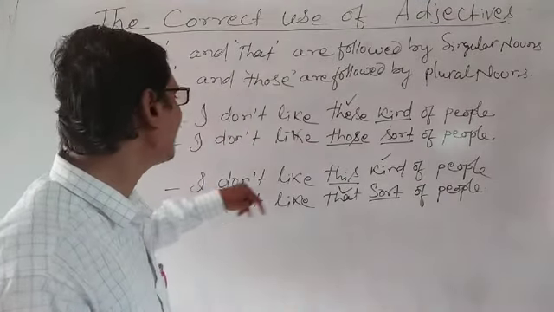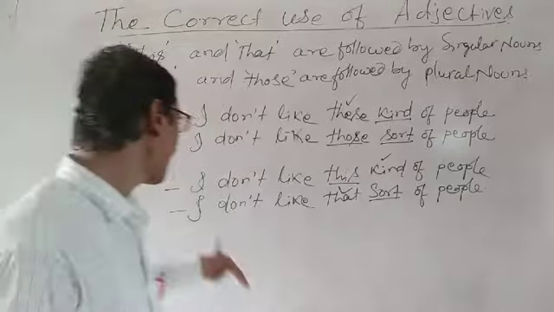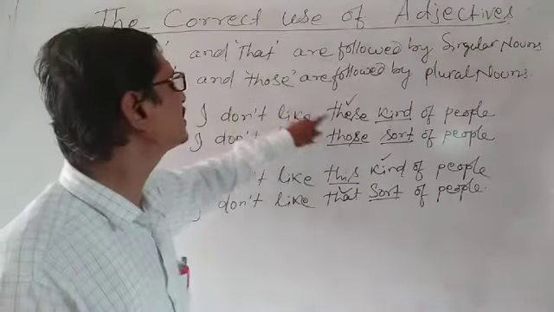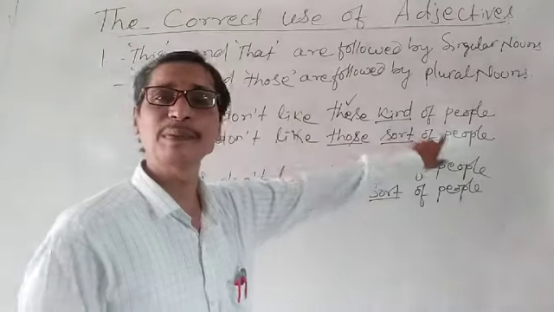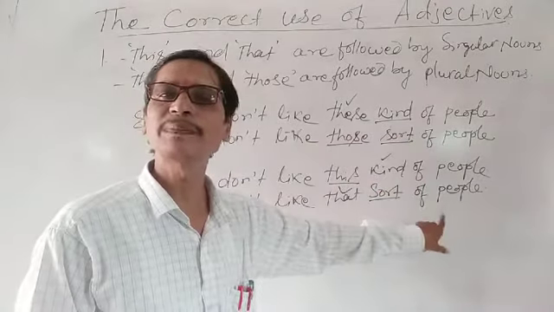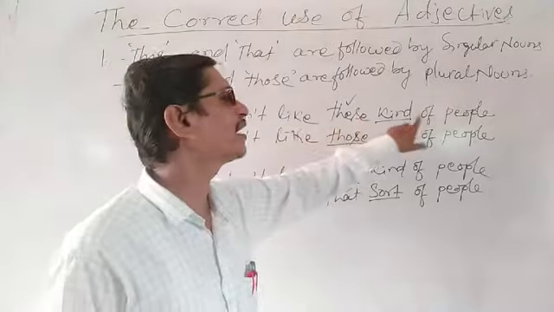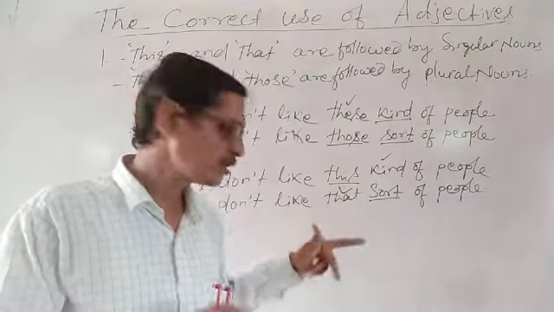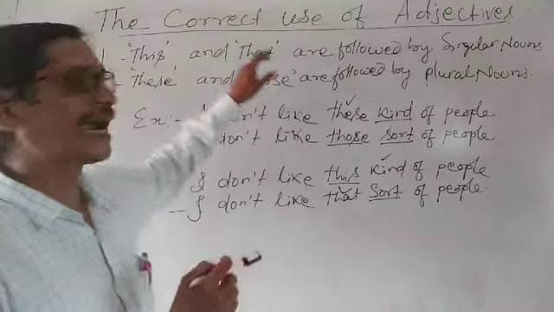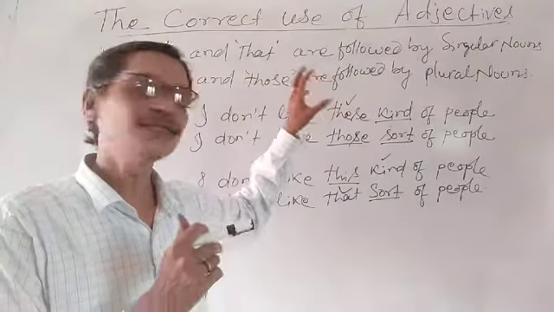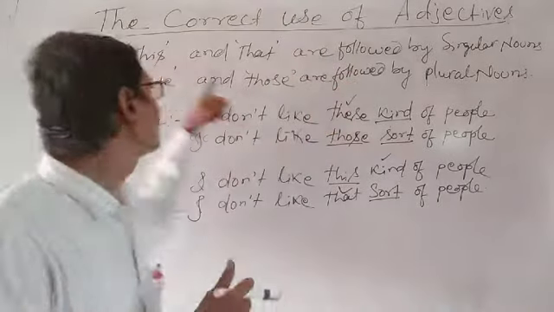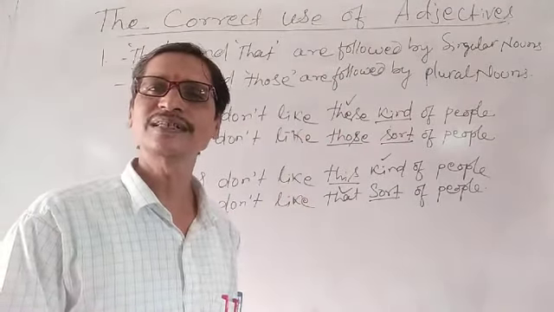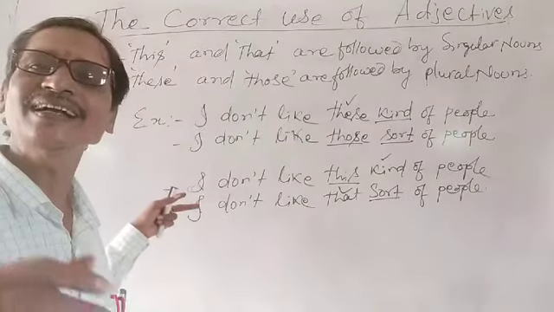So here, I don't like this kind of people. I don't like that sort of people. Understand? So instead of writing those sort of people, we can write that sort of people. Instead of writing these kind of people, we can write this kind of people. Therefore, we understood that this and that are used before singular nouns, and these and those are used before plural nouns.